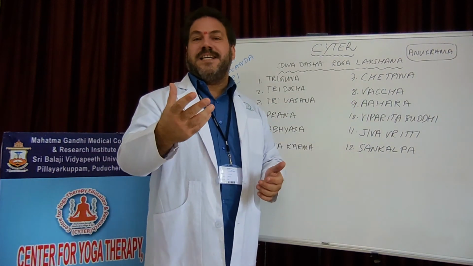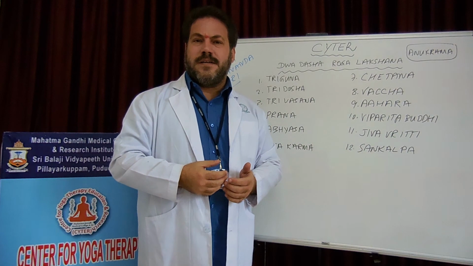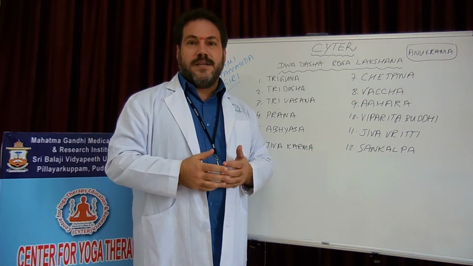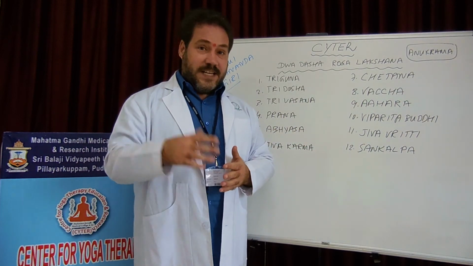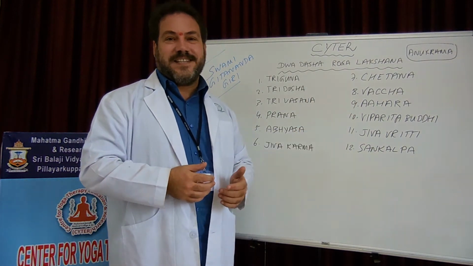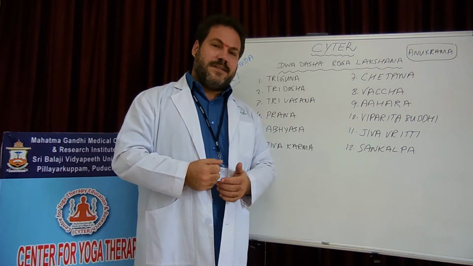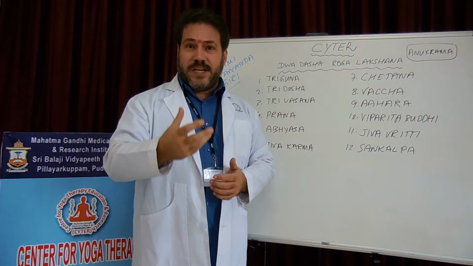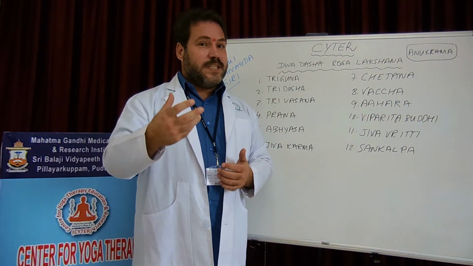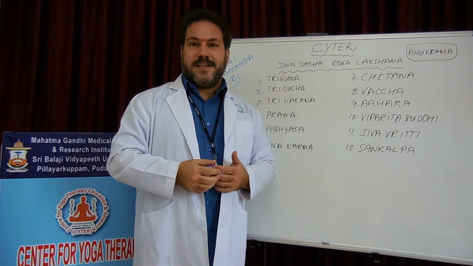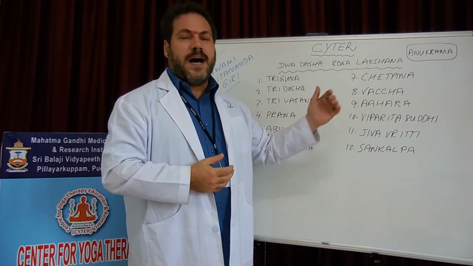What type of vacha? How do they communicate? Is it slow, stuttering? Is it rapid fire? Is it haphazard? Is it broken? Is it clear? Ahara. What is the dietary pattern? What type of food does a person eat? Is it nourishing for the body? Is it nourishing for the mind? Is it nourishing for the soul? These are questions that come up with ahara.